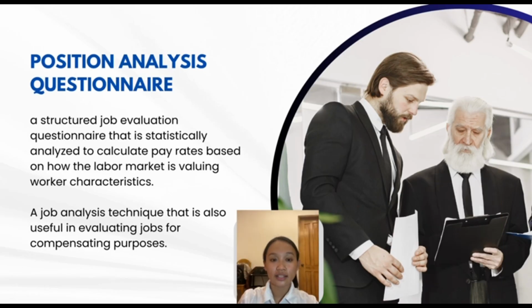A position analysis questionnaire, or PAQ, is a structured instrument used for collecting detailed information about a particular job or position within an organization. It is commonly used in job analysis, a process that involves gathering, documenting, and analyzing information about a job's duties, responsibilities, qualifications, and other relevant factors. The PAQ helps in creating a comprehensive and standardized job description.